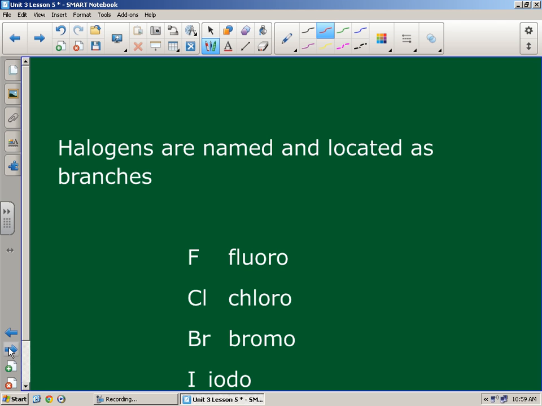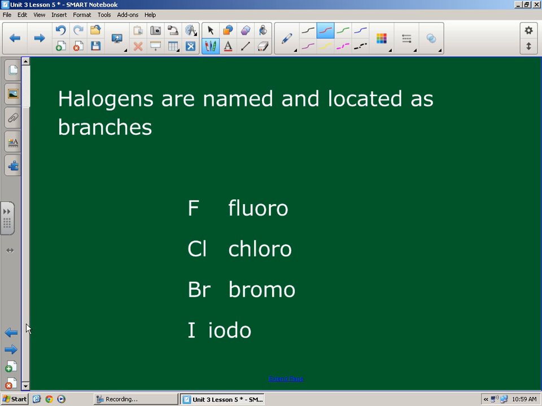You guys know all the naming for that already. The only thing is, you just got to be a little careful here. Halogens are named and located as branches. So you name them just as a branch, like methyl, ethyl, propyl, all that stuff. Same kind of thing, except you're going to change the wording a little bit. Instead of fluorine, we'd call it fluoro. Instead of chlorine, it's chloro, bromo, iodo. There's no frodo.